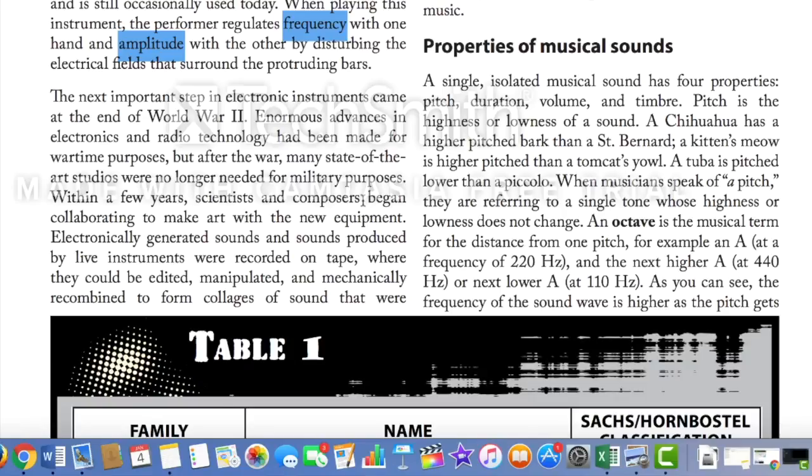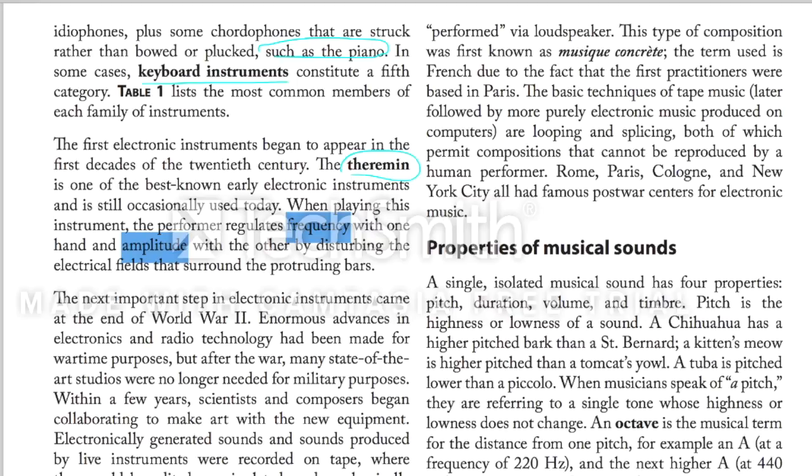Within a few years, scientists and composers began collaborating to make art with the new equipment. Electronically generated sounds and sounds produced by live instruments were recorded on tape, where they could be edited, manipulated, and mechanically recombined to form collages of sound that were performed via loudspeakers. And in today's world, you would call that just mixing. It's widely practiced in the music industry, and sometimes they make remixes of famous songs. You'll see a few DJs or people who love electronic music. They'll make remixes as well, right?